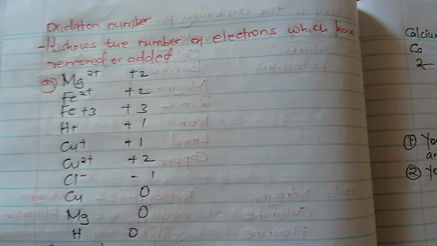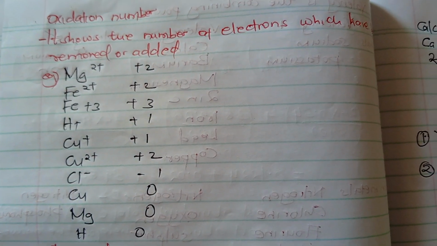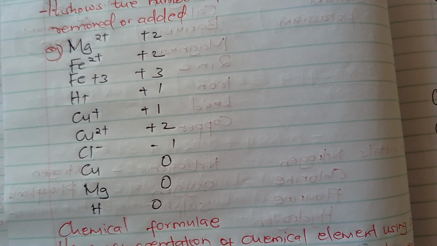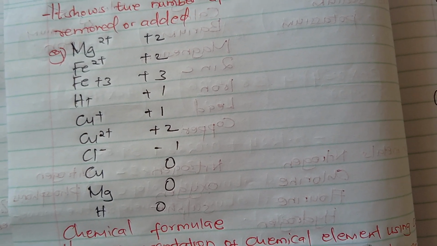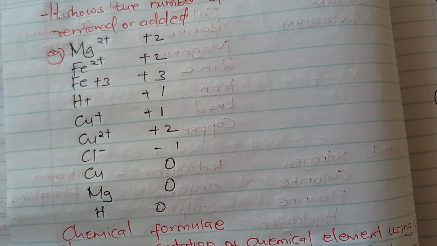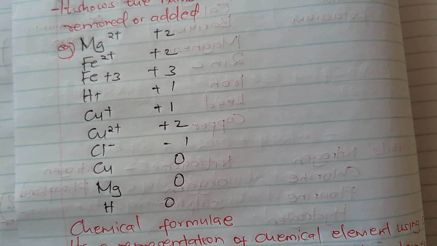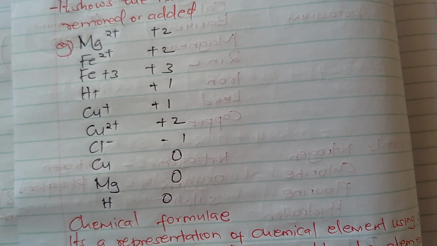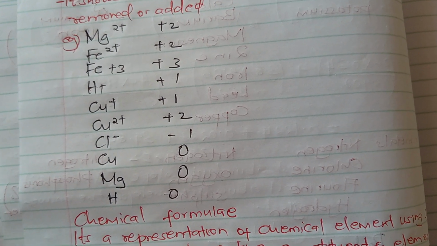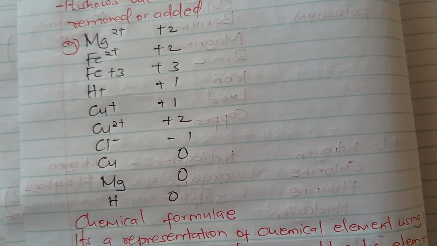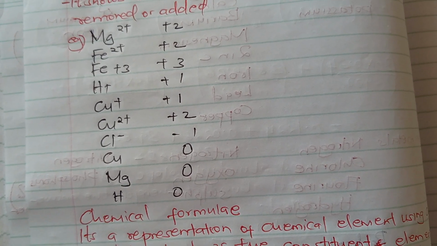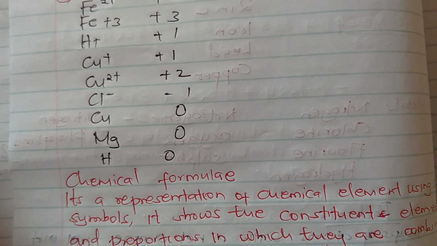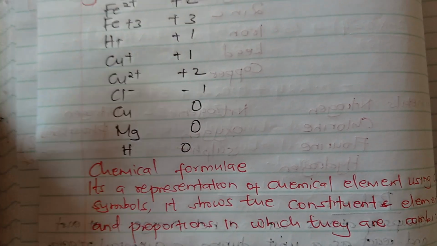So the next thing is oxidation number, which is the number of electrons which have been removed or added. So for magnesium 2+, oxidation number is +2 because it has removed 2 electrons to become a stable ion. Ion 3+ is +3. Hydrogen +1, copper +1, copper 2+ is +2. If it's copper only, it has not lost anything, so it is 0. Magnesium has not lost anything, so it's 0. And hydrogen has not lost anything, so it is also 0.